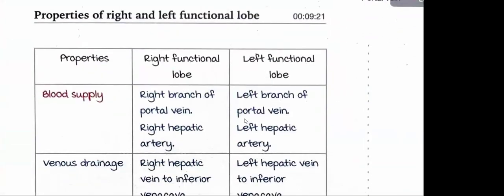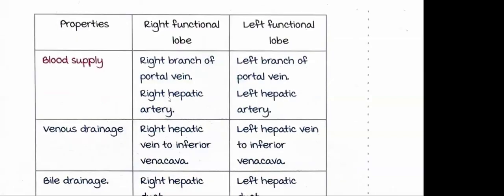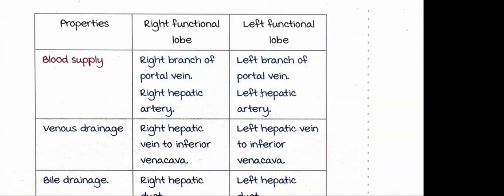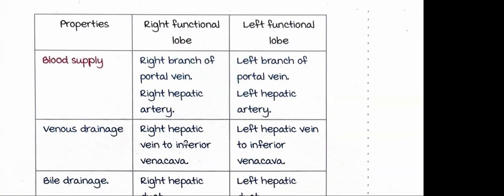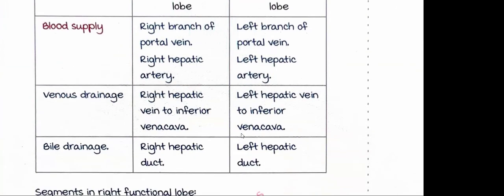Properties of right and left functional lobe. Blood supply: the right functional lobe gets its supply from the right branch of portal vein and right hepatic artery. The left functional lobe gets its supply from the left branch of portal vein and left hepatic artery. Venous drainage: right functional lobe, right hepatic vein to inferior vena cava. Left functional lobe, left hepatic vein to inferior vena cava. Bile drainage: right hepatic duct and left hepatic duct.